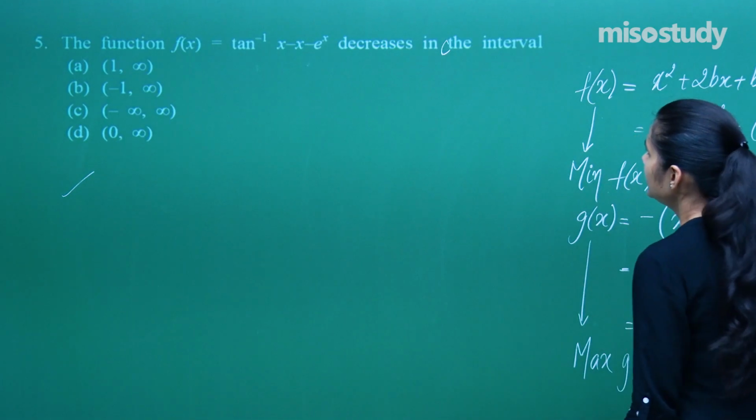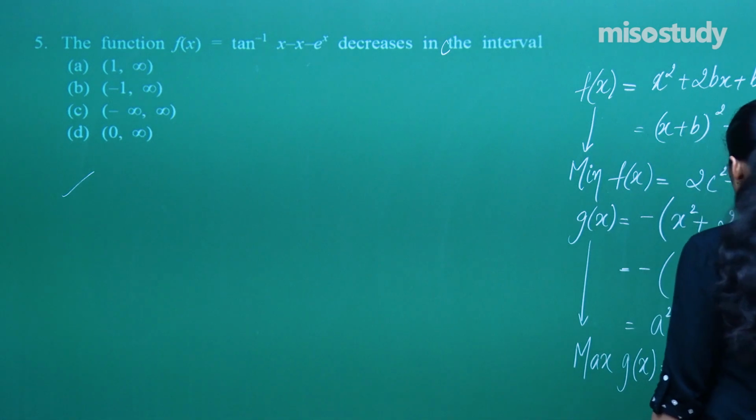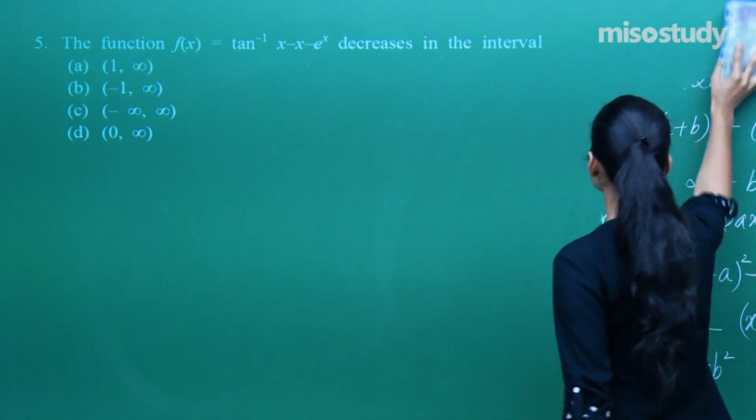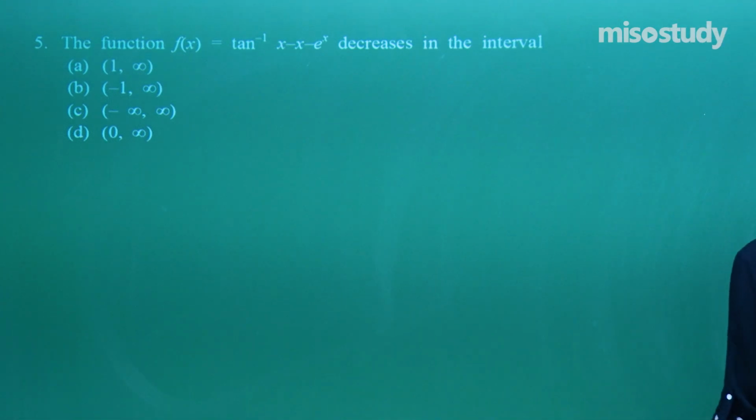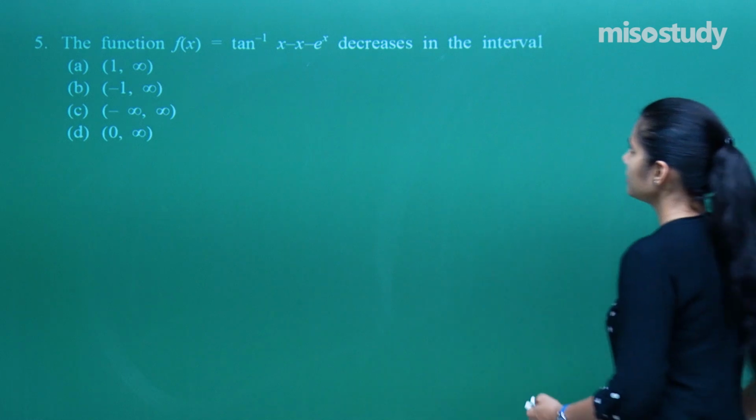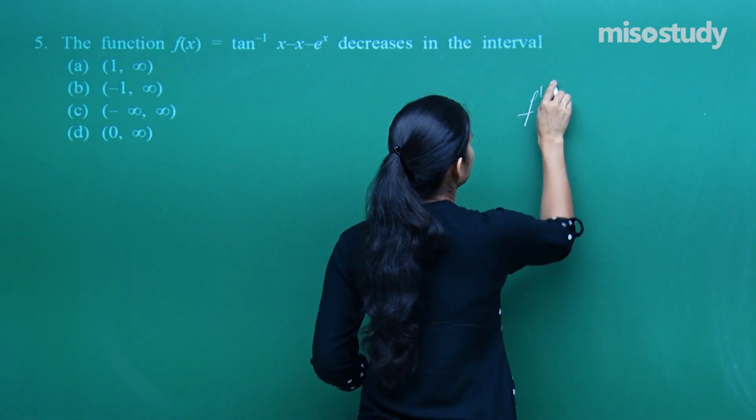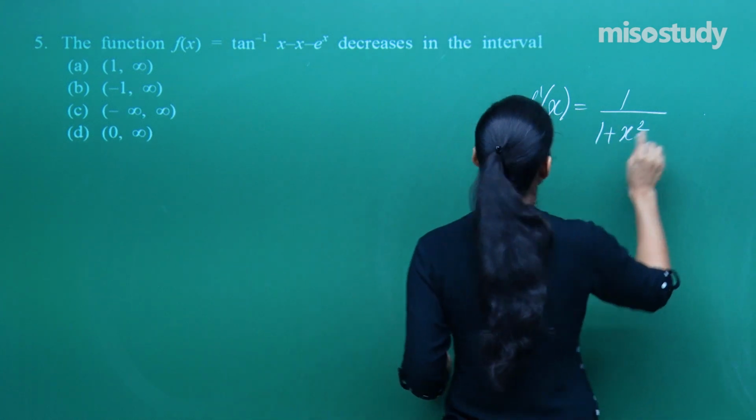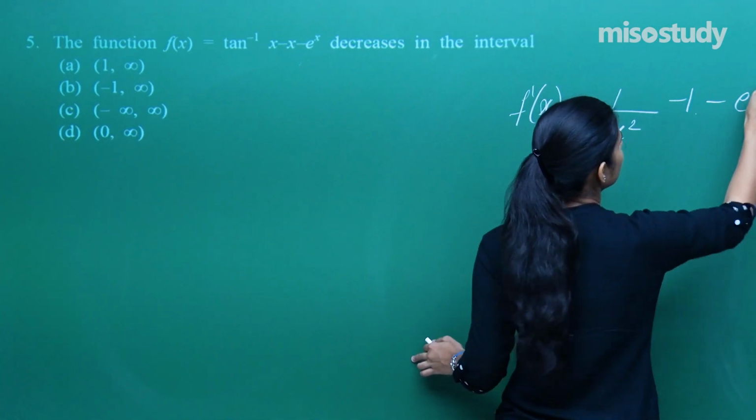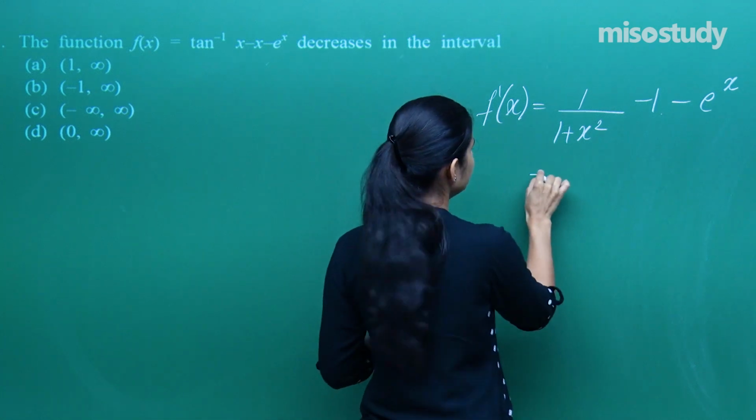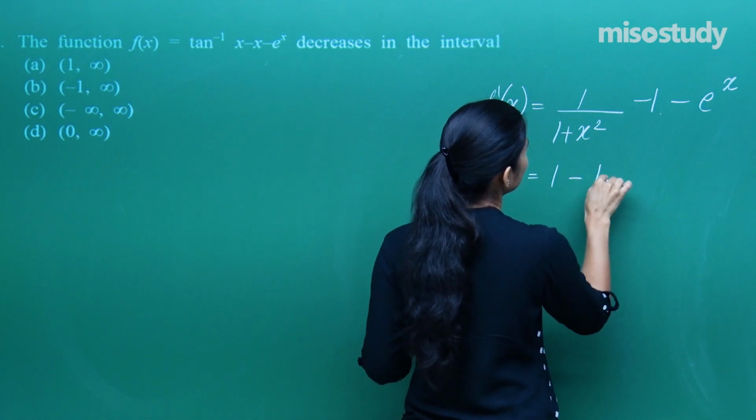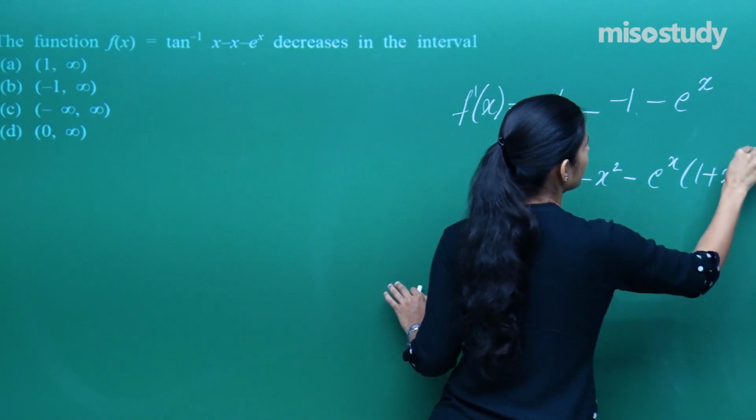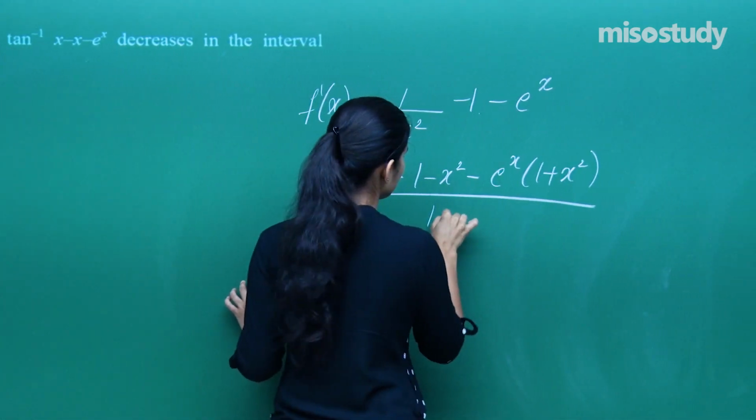Next question, let us see what it is. This function decreases in which interval? Let us see: tan inverse x minus e to the power x. Let us talk about the behavior of this function, decreasing. f dash x will be 1 upon 1 plus x square minus 1 minus e to the power x. So here this will be 1 minus 1 minus x square minus e to the power x times (1 plus x square), whole upon 1 plus x square.